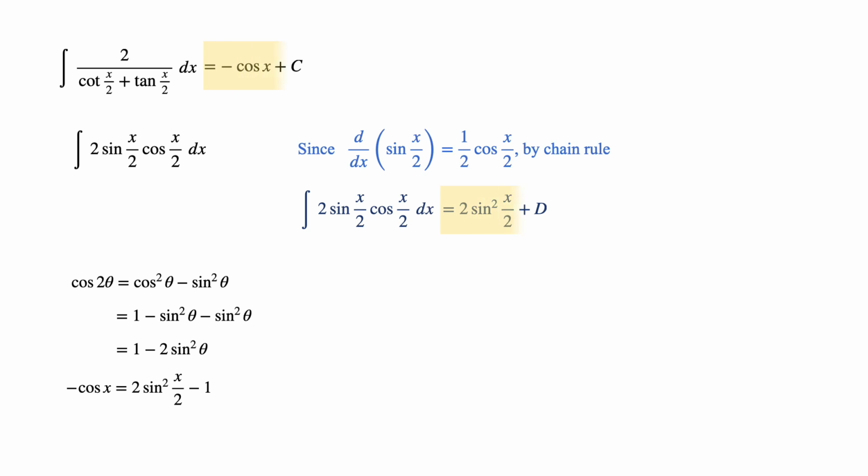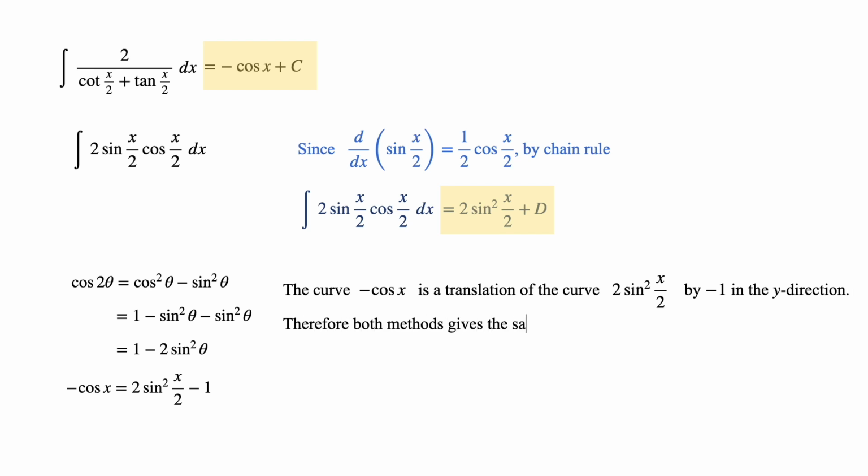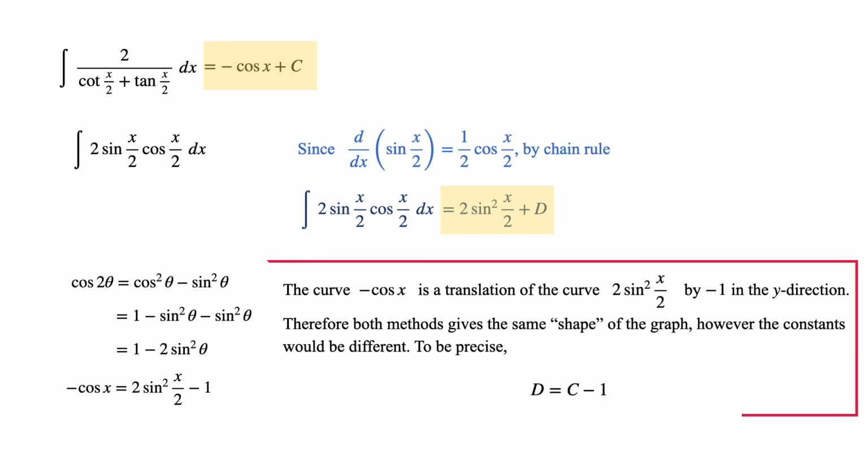Therefore, in fact the curve negative cosine x is a translation of the curve 2 sine squared x over 2 by negative 1 unit in the y direction. This means that only the constant is different between the two curves. In fact, d is equal to c minus 1.